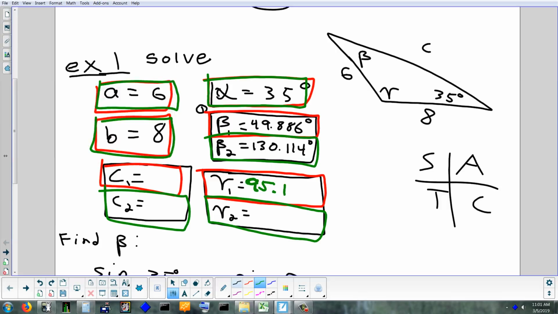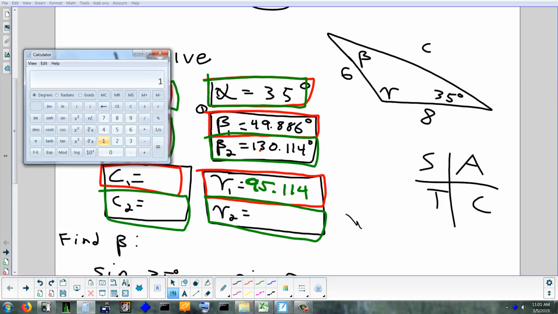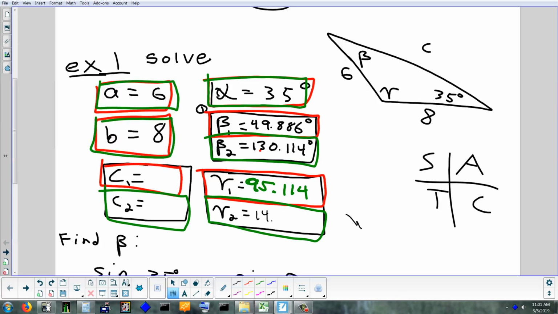Oh, well, I wanted to write it in black, but I can't. Now I can. All right, what about for gamma 2? What angles am I going to add up and subtract from 180 to get gamma 2? Yep. 35 and 135. Yeah, everything that's in green. So that's going to give me 165.114. And subtract that from 180. 14.886.